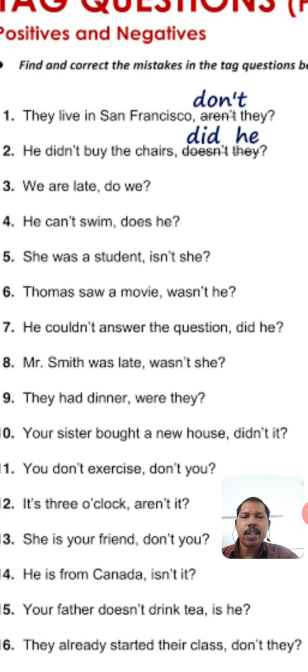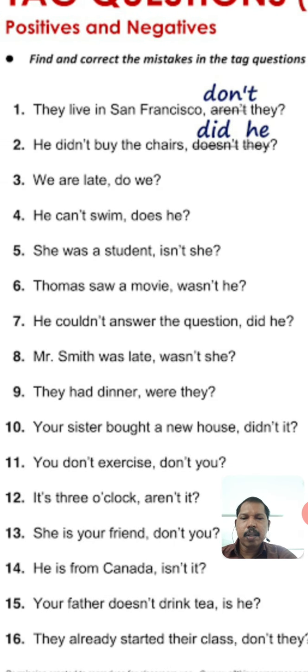Wasn't he? They had dinner. Were they? So had is the helping verb here. Actually it is not a helping verb. It is used as main verb here. This have verb can be used as main verb as well as helping verb. So had can be split into did plus have. Did plus have. So did negative, didn't they. And in some countries like America, they use hadn't they. So that is also acceptable. But here it is used as main verb. So we are using did plus have. Didn't they is the right answer.